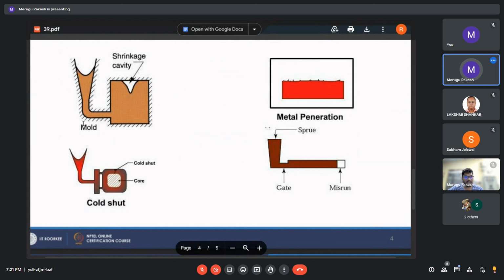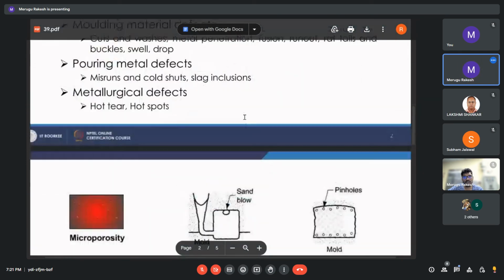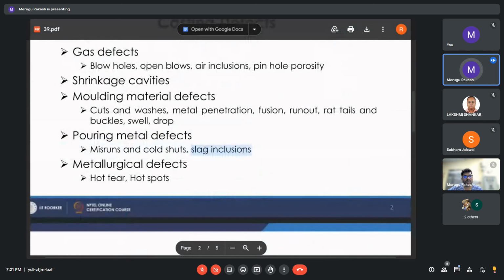So one thing, you can keep some sprue. We can say this sprue is there, then we can provide some base so that the heavier objects will be collected there. And similarly, you can provide one well on here also, so that lighter objects will be collected on the top. So that is one way to remove this type of slag inclusion.